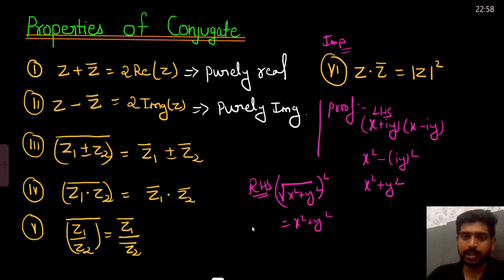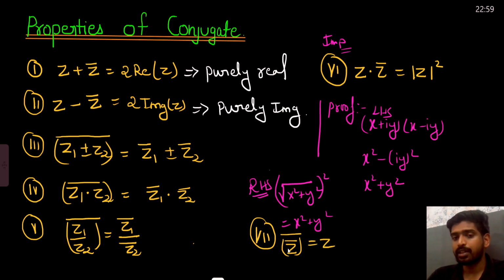Now next, the seventh property. The seventh property says that if we do conjugate of z and then again do conjugate one more time, we'll get the complex number z only. So conjugate of conjugate of z will give z only. If we do conjugate 2 times, we'll get z again. Understood? So these are the 7 properties of conjugate. Properties of conjugate are important. Using these properties, we will solve questions.